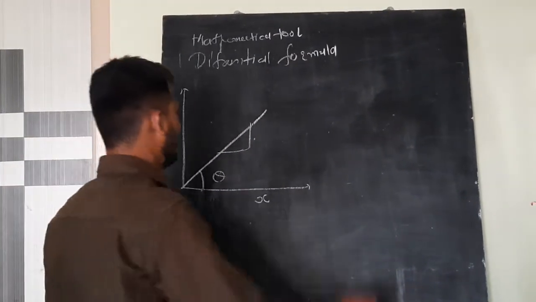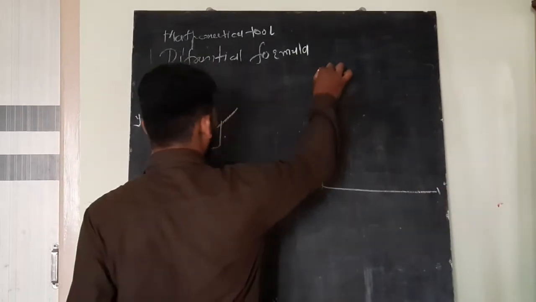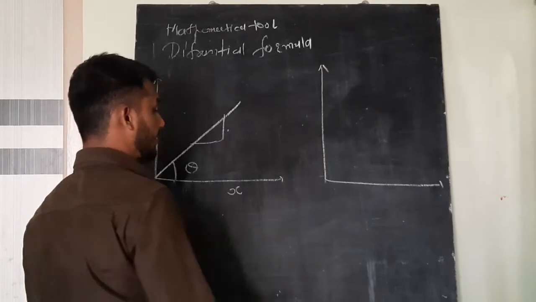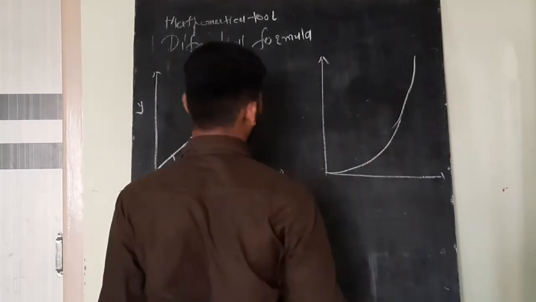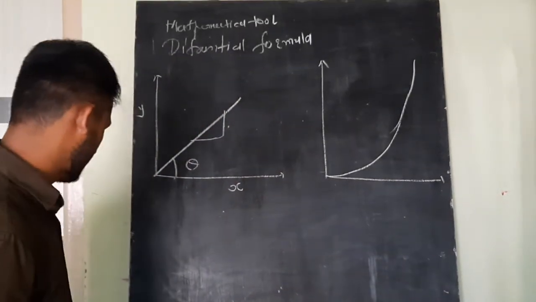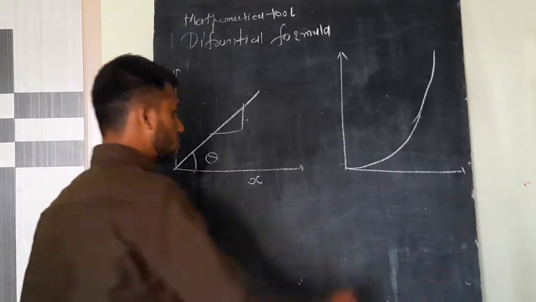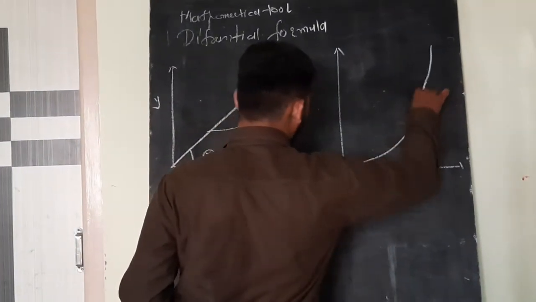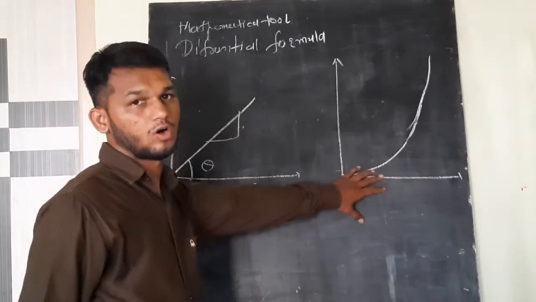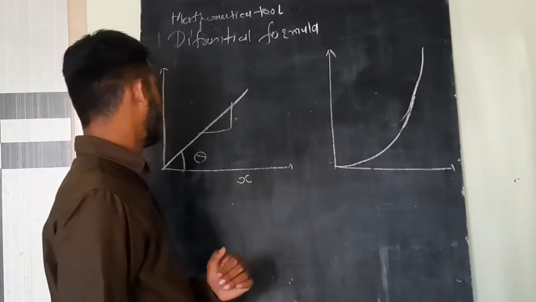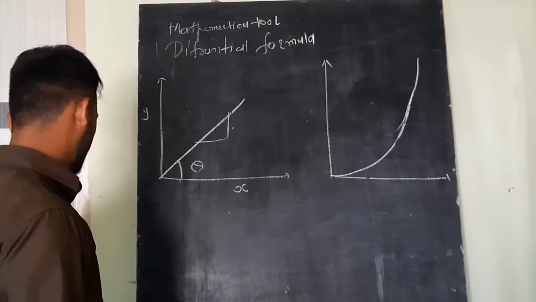But here we have another phenomenon where it is not a straight line but a curve, like that. It is a continuously increasing velocity. So if we need to take a slope here, it is not possible. So here we need to take a tangent of the curve. But in this phenomenon we can measure the angle.